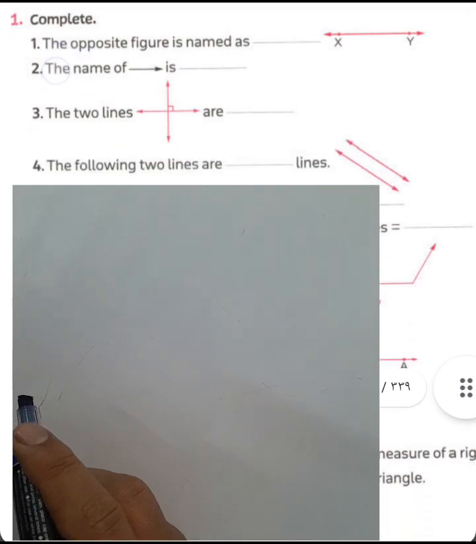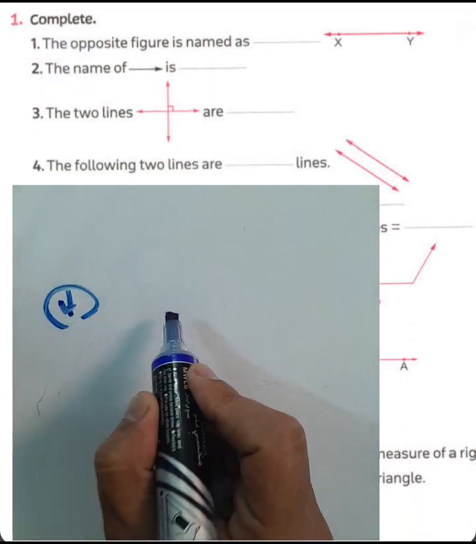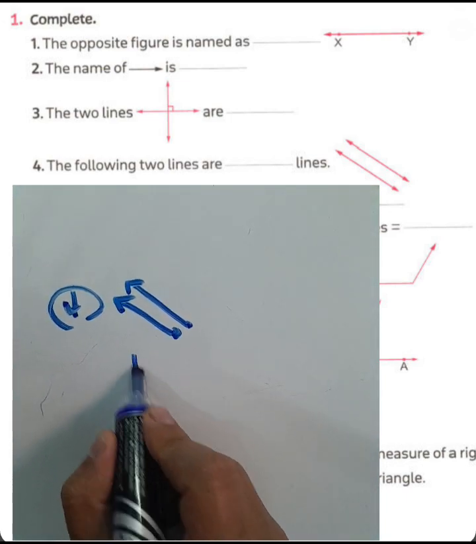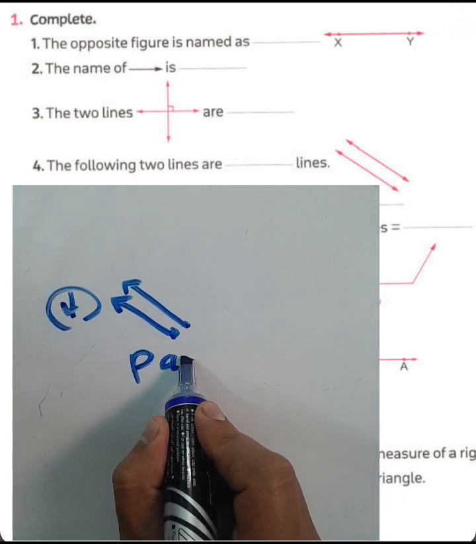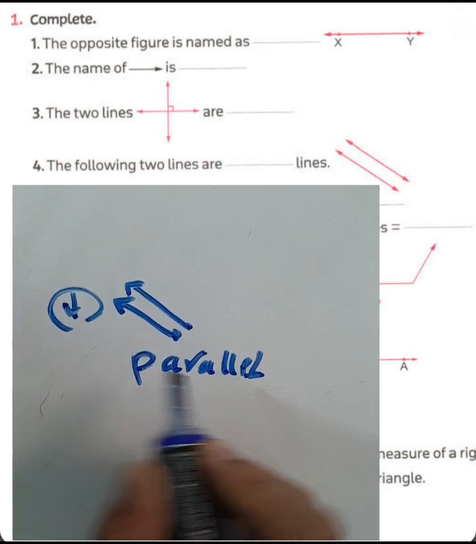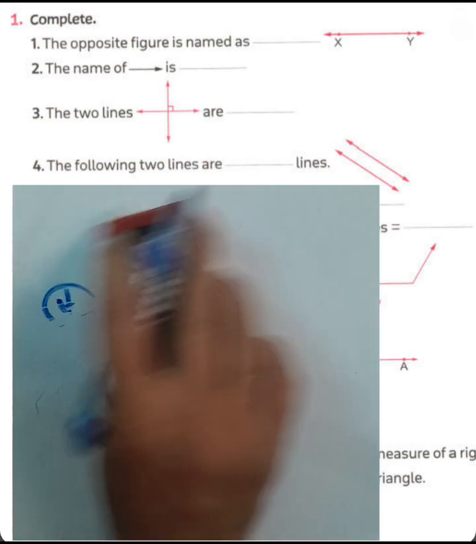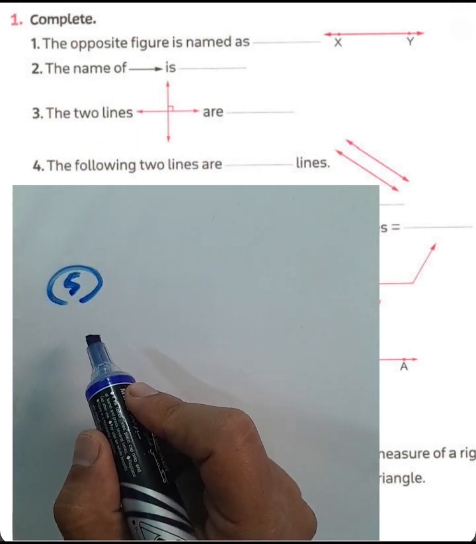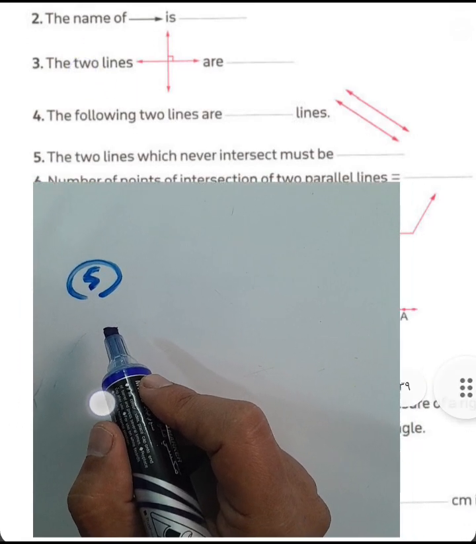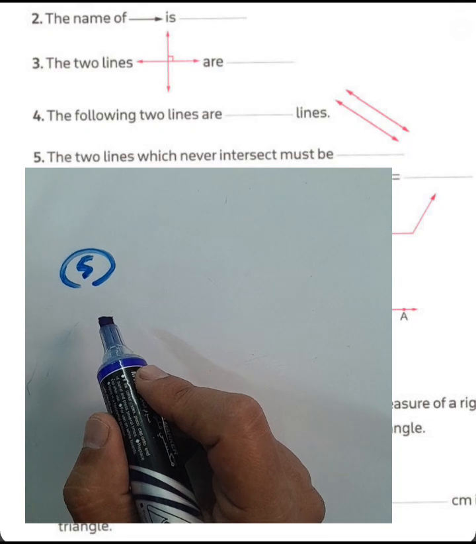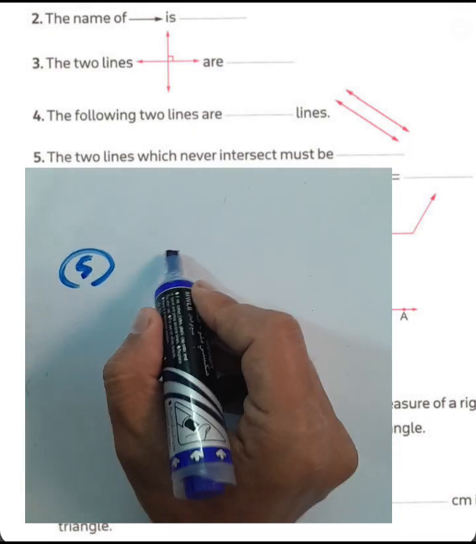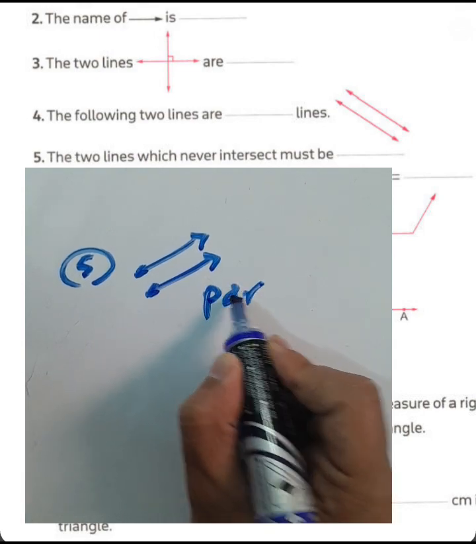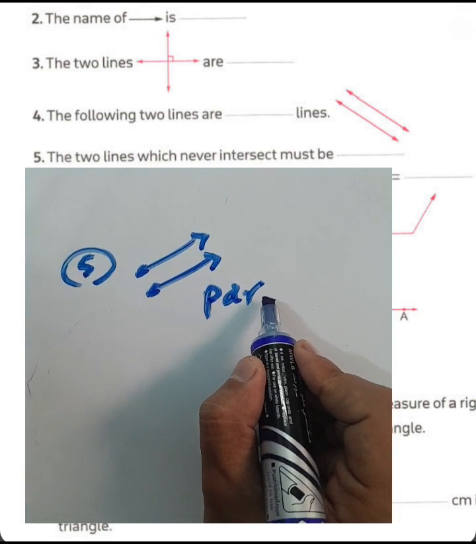Question number 4. The two lines here are parallel. We call it parallel. Number 5. The two lines which never intersect, we call parallel. Never intersect. We call it parallel.